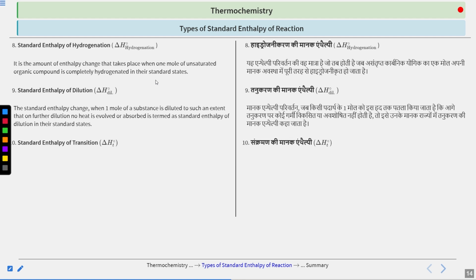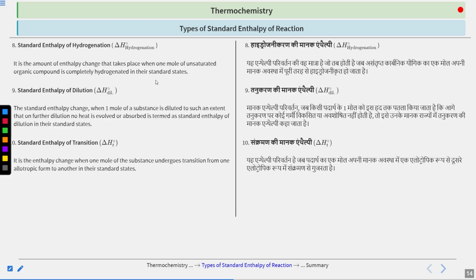Next is standard enthalpy of transition. It is basically the change of a given element from one allotropic form to another. One more thing, you're taking 1 mole of a substance, then it will be called standard enthalpy of transition. Suppose it is converting from S rhombic to S monoclinic, then the enthalpy change is minus 13.14 kilojoule. Clear? Okay.